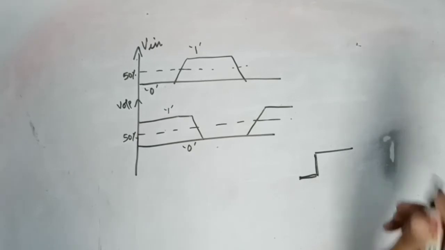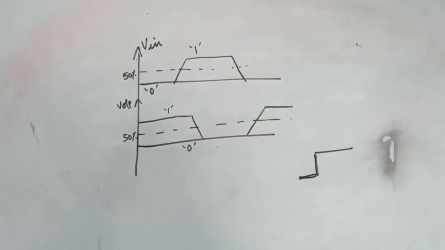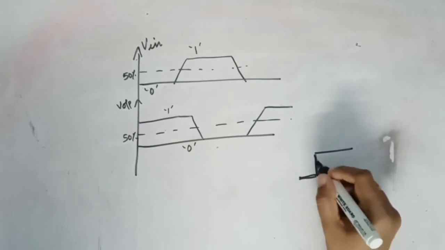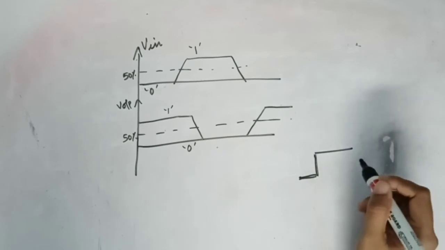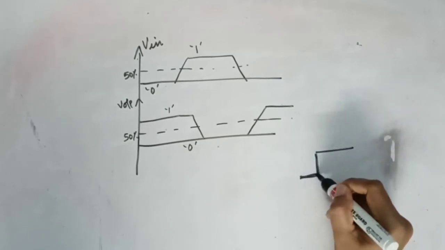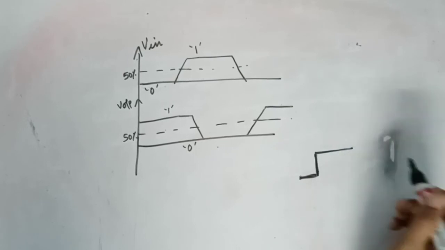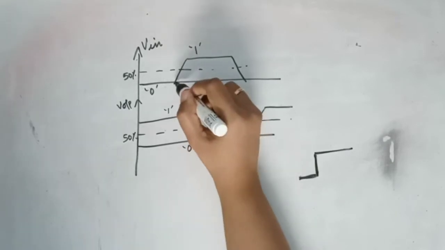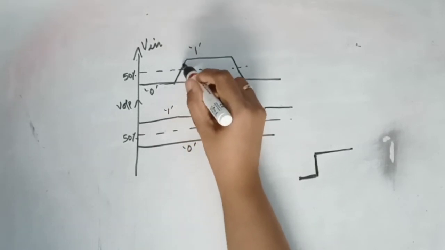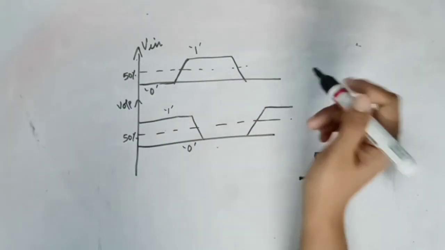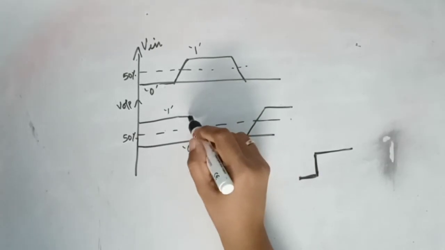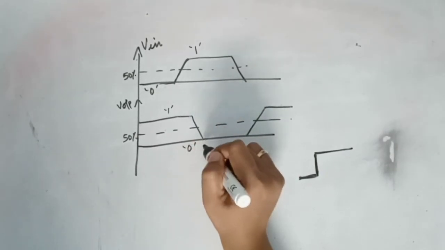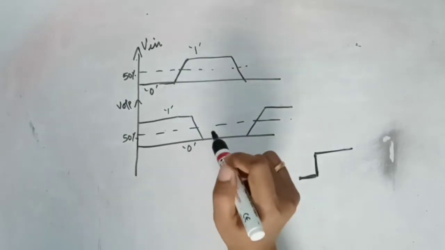So in practical circuits, this may not be the case with the input and output. That is, we may not get ideal voltages. We may get voltages like this. That is, from 0 to 1, it is taking some time to rise, not like this instantaneous rise. And in order to change from 1 to 0, it may not fall instantaneously. It will take some time to fall.